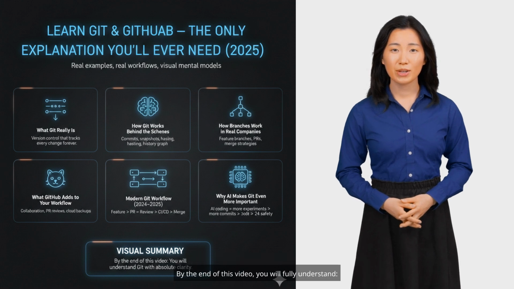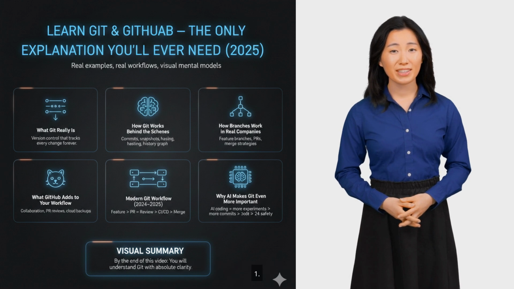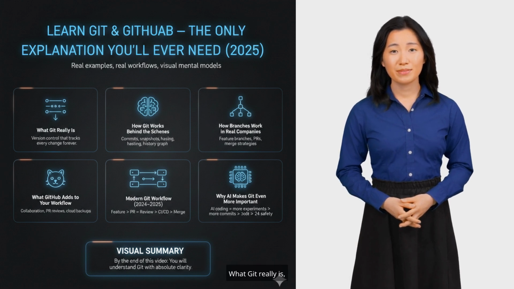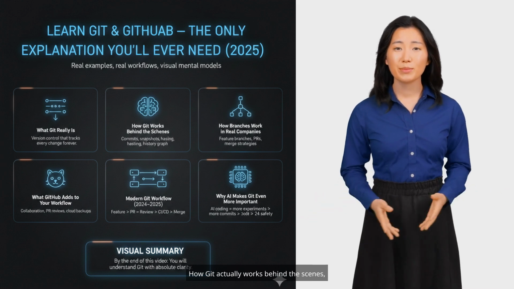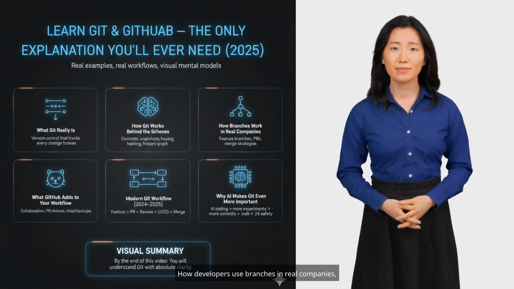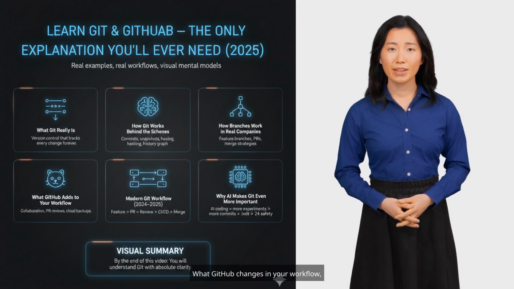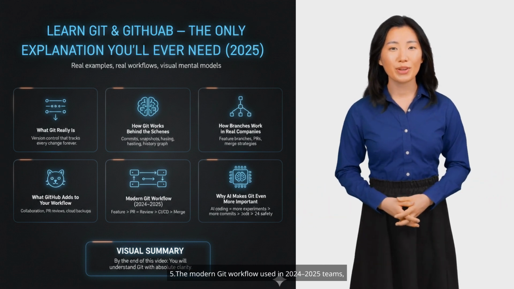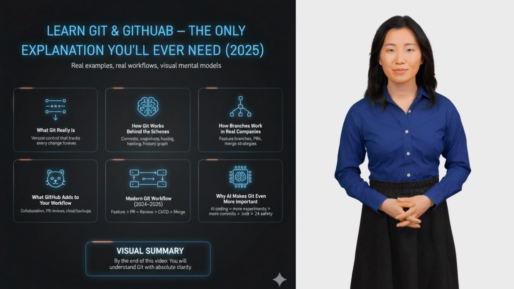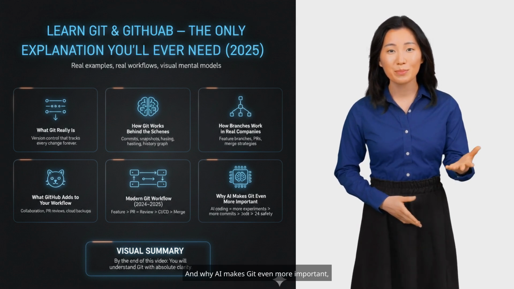By the end of this video, you will fully understand: 1. What Git really is, 2. How Git actually works behind the scenes, 3. How developers use branches in real companies, 4. What GitHub changes in your workflow, 5. The modern Git workflow used in 2024 to 2025 teams, 6. And why AI makes Git even more important.